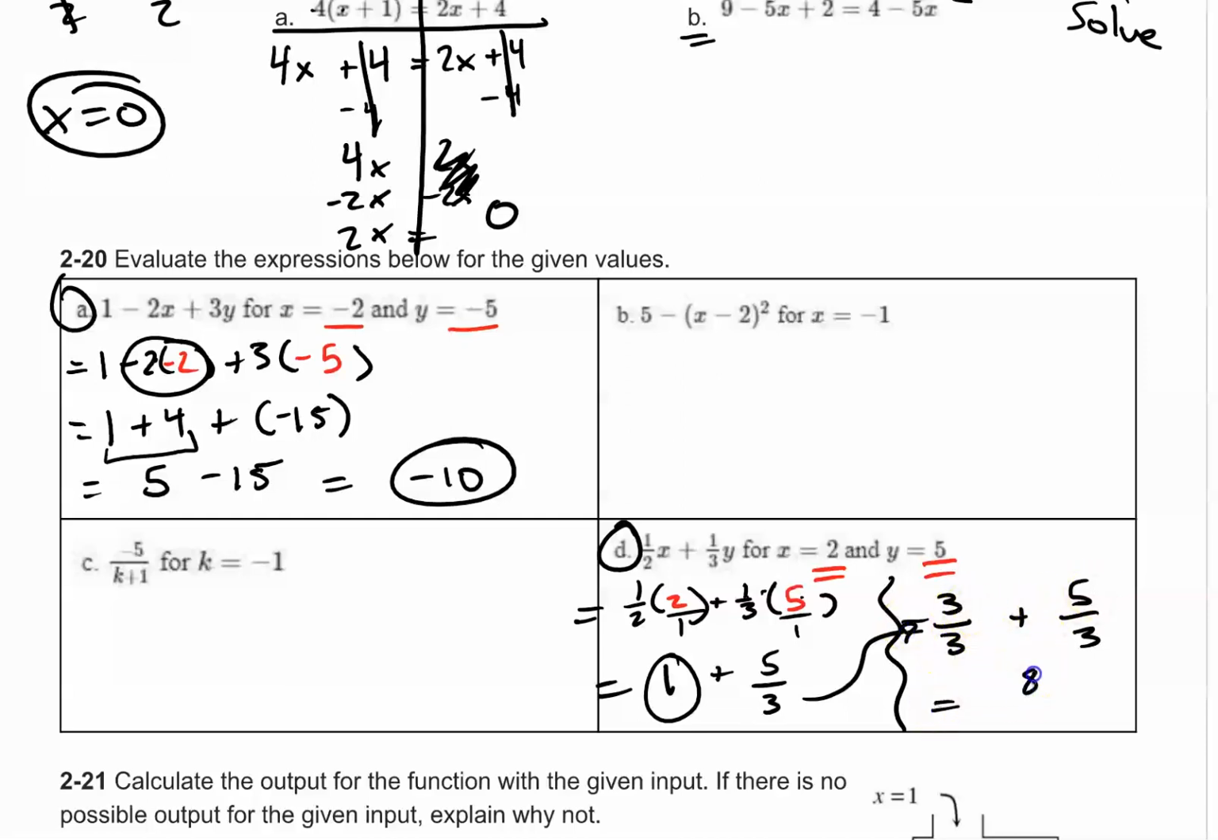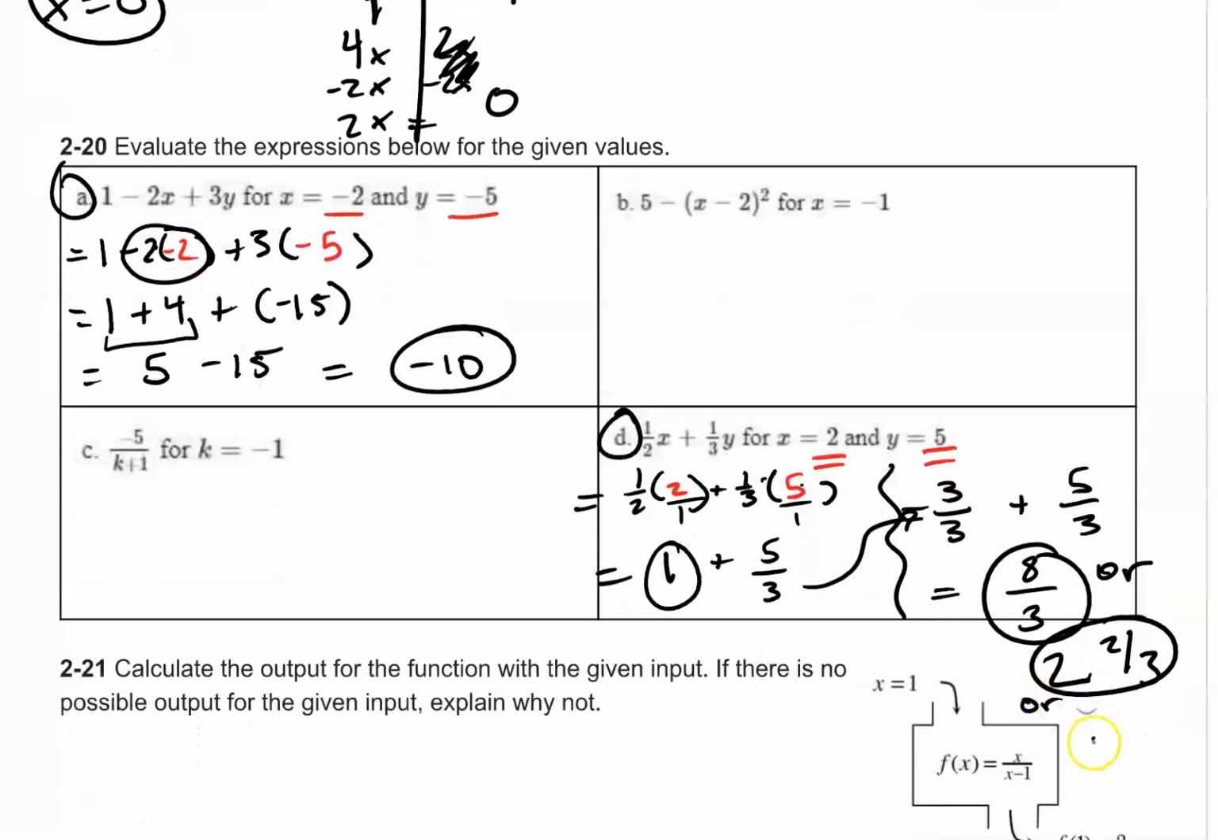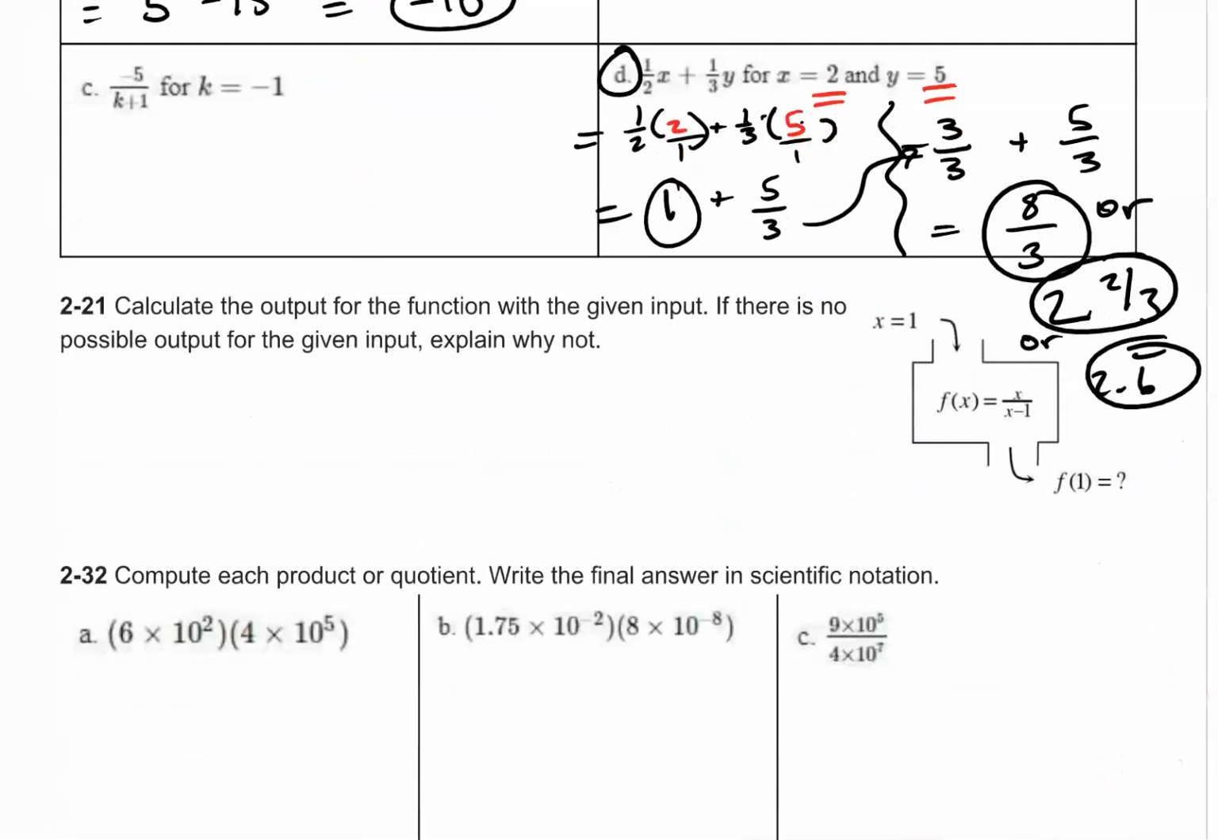3 plus 5 is 8. 8 all over 3. Remember, when adding fractions, you don't add the bottom. You just add the tops. So that's the answer. You could write it as a mixed fraction, which is 2 2/3. Or you could even write it as a repeating decimal, 2.6 repeating. All right, 221.